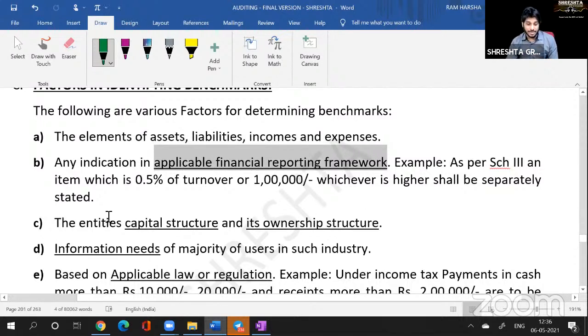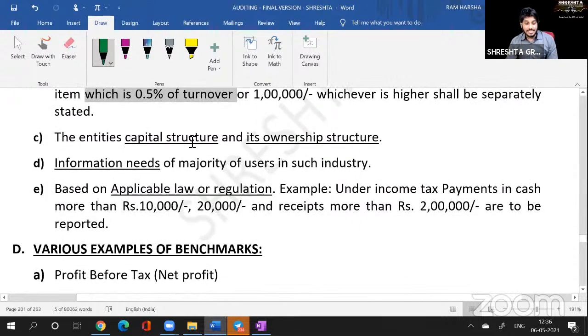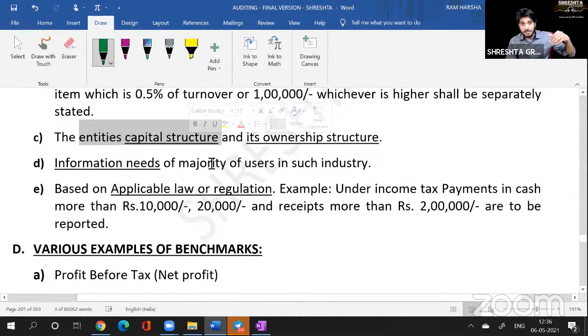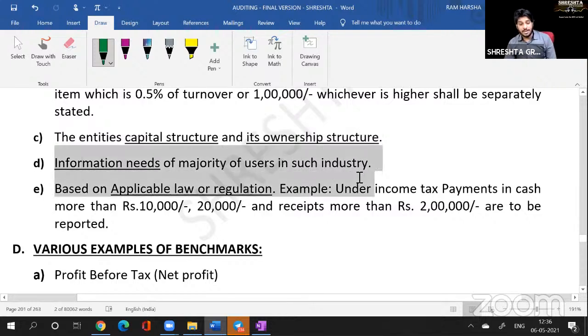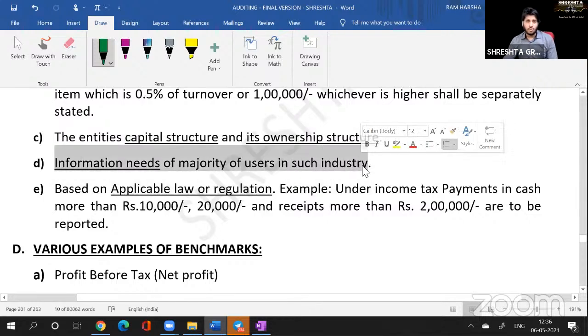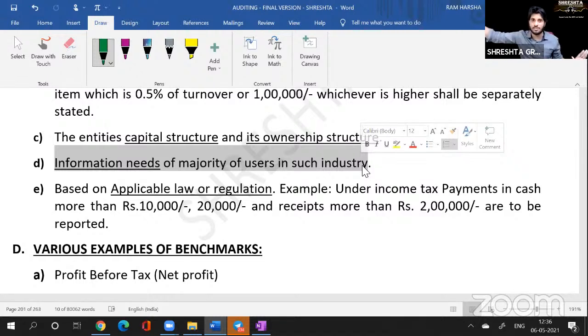Suppose you look at Schedule 3, it says 0.5% of turnover is material. Entities, capital structure, who invested in this company, what is the ownership structure, government company, a different benchmark. What is the information need of majority of the users? Generally in IT companies, number of employees is one big benchmark. Employee cost is a big benchmark. In IT industry, people expect how many employees are there working. An IT company growth is decided based on recruitments. You know that.